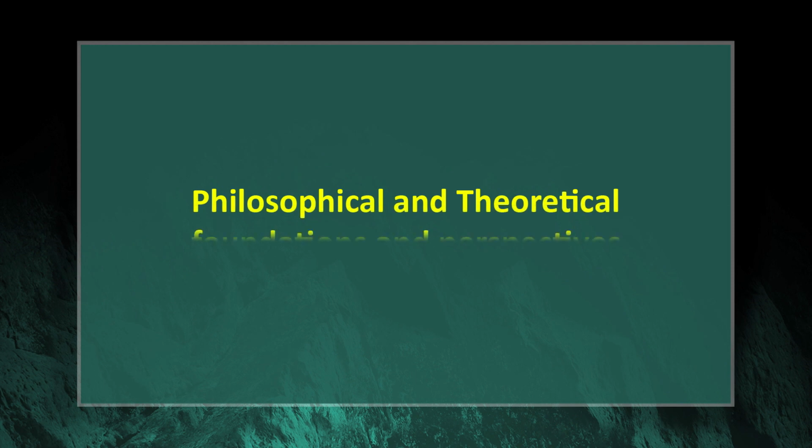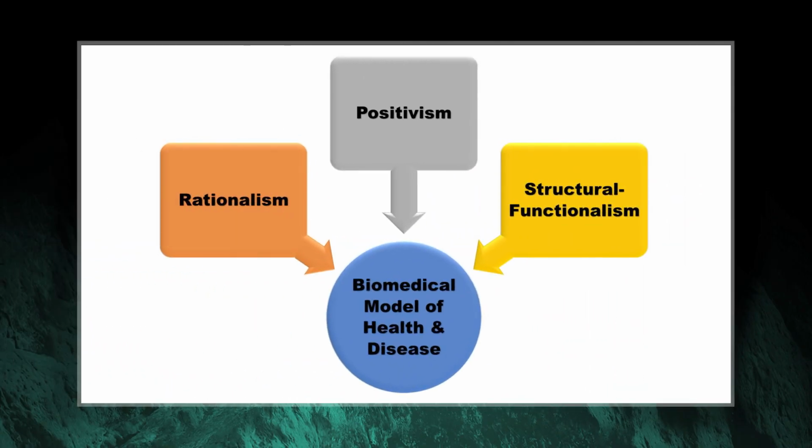The basic idea was that the spirit or soul functioned by one set of rules or principles while the body functioned by entirely different mechanisms. Philosophical and theoretical foundations and perspectives. The biomedical model of health and disease is based on three philosophical and theoretical foundations and perspectives. These are René Descartes' philosophy of rationalism, Auguste Comte's positivism, and Talcott Parsons' structural functionalism.